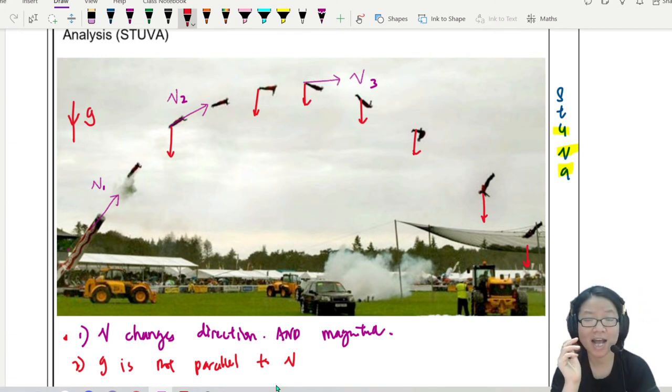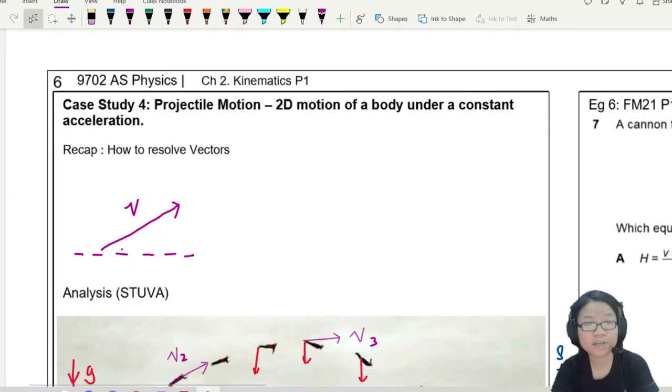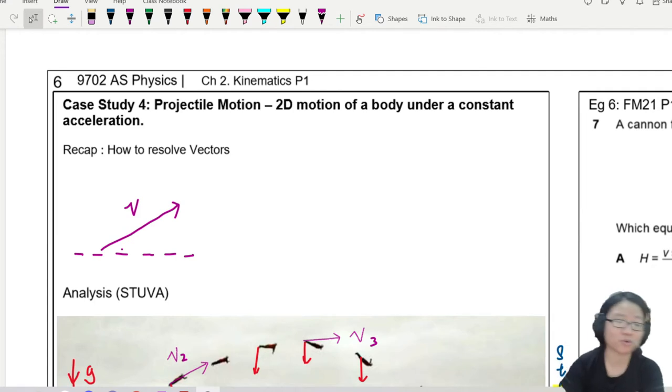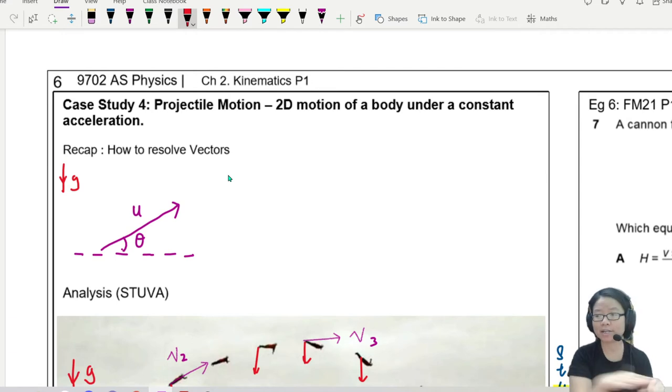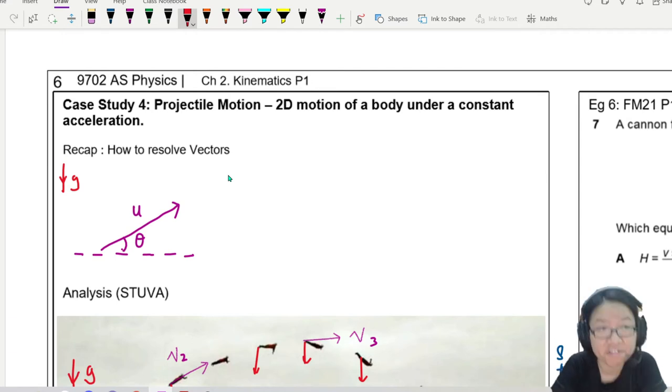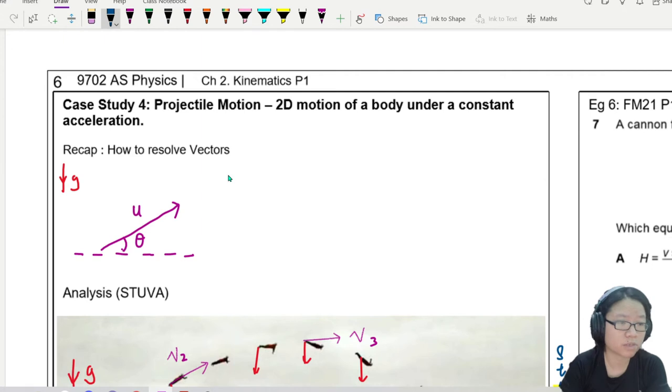So now let's do a recap on resolving vectors. Let's say you have a projectile system, or maybe you launch an object, or you launch a human being at an angle of theta from the horizontal. Our issue here is that gravity is downwards. So I need to resolve the vector such that I have one that is parallel to gravity, and then when I use SUVAT, I will include gravity. And then another one that's horizontal, where gravity will not affect it. So I'm going to split this into half, okay?